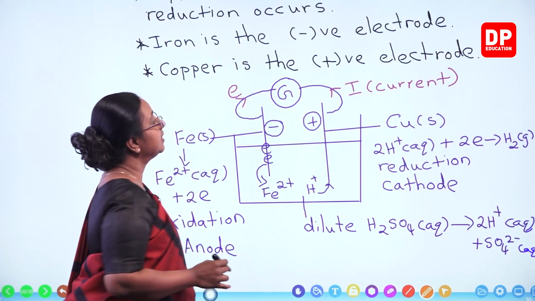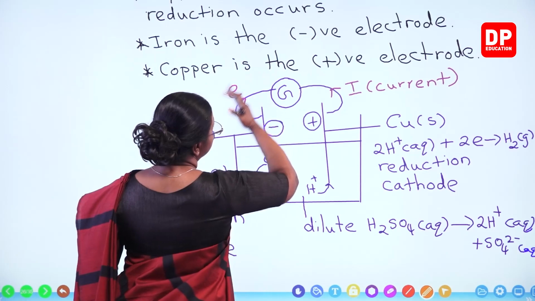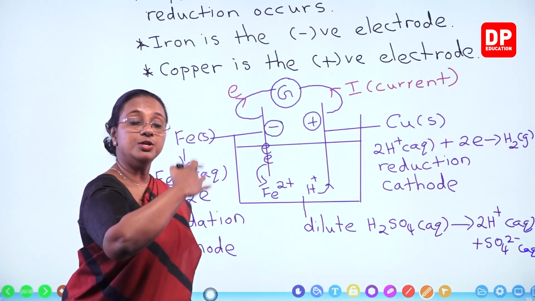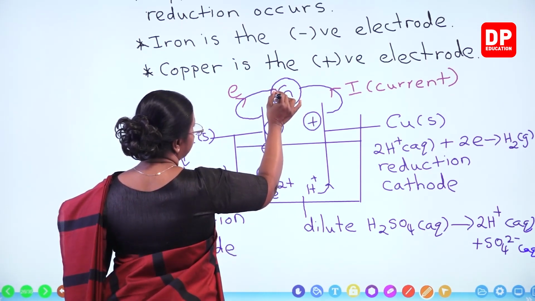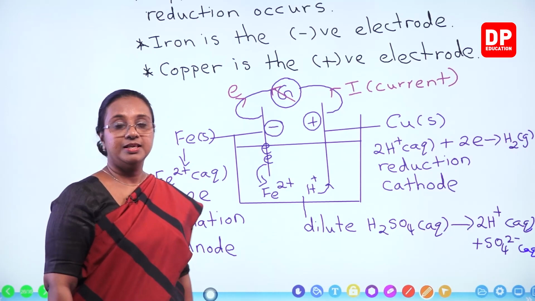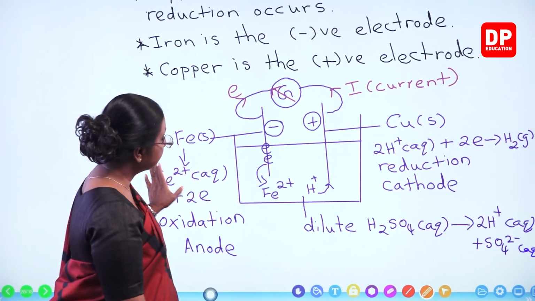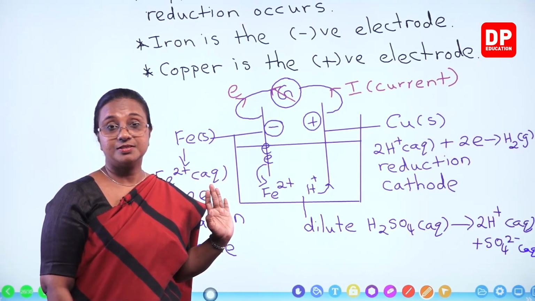So, how does the galvanometer deflect? It deflects towards the iron electrode, from copper towards the iron electrode. So you will see a deflection towards this side. That is the advantage of using the galvanometer. Is that clear to you all? Can you all understand this, students?